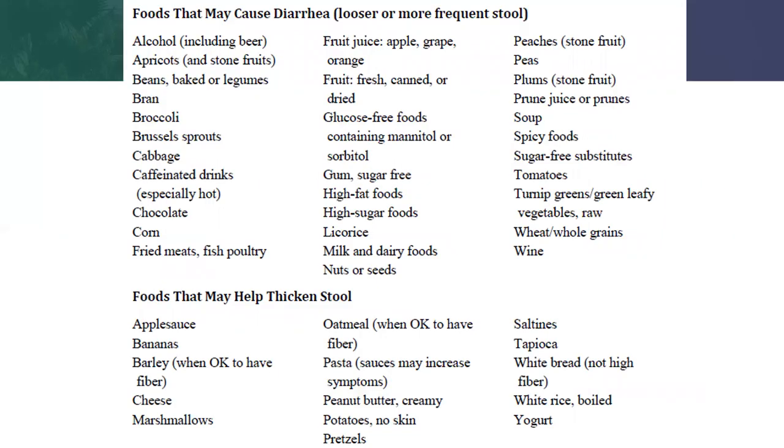Here's a nice overview of foods that may cause diarrhea or foods that may help thicken stool. So we give a nice packet for any of our patients who are new ileostomies to help educate them on some of the foods that they potentially are consuming that may be causing diarrhea and how we can potentially help thicken up their stool using food.